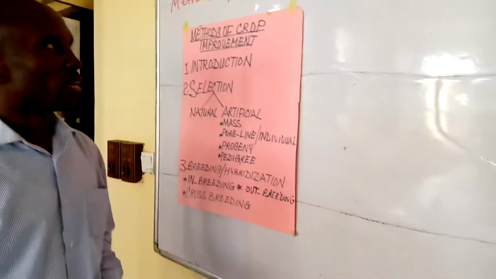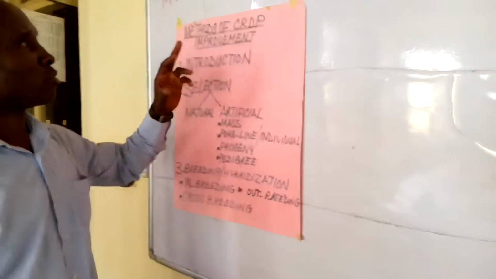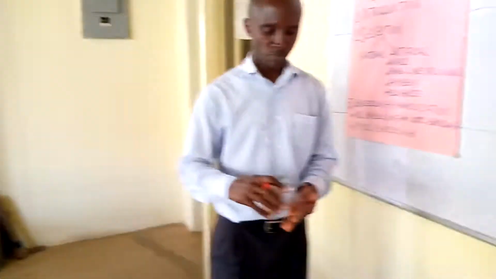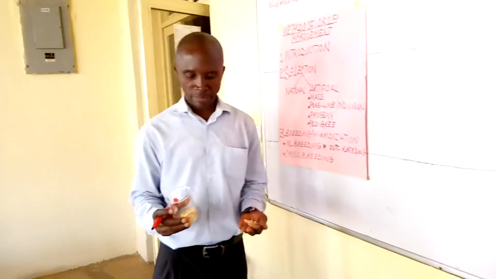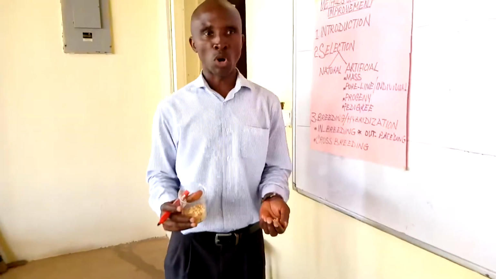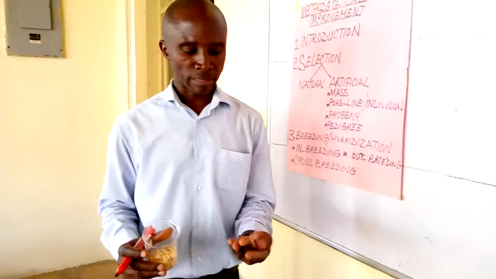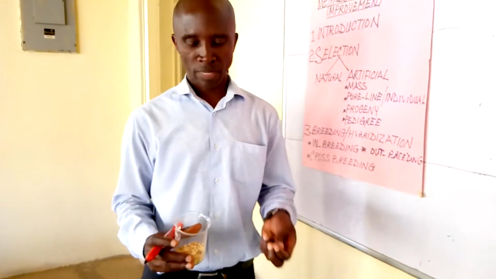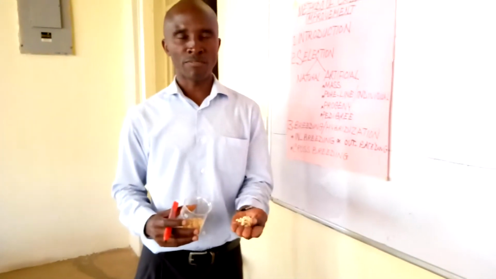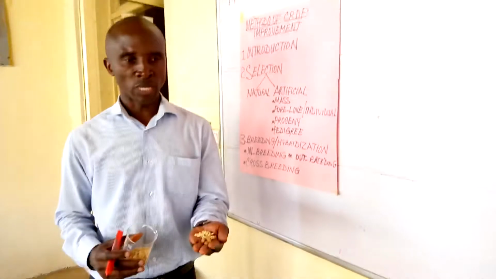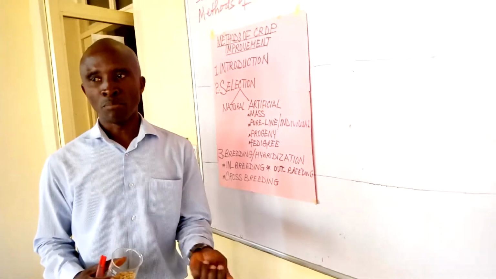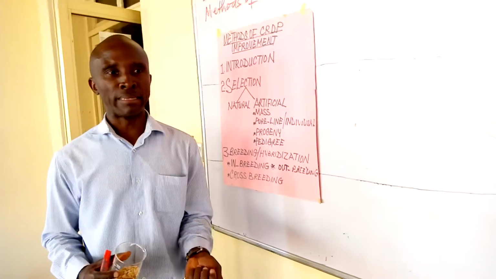The topic we are going to revise is called Methods of Crop Improvement. If you look at what I'm holding here, this is a sample of maize. Maize is a crop that can be cultivated or produced in Nigeria and other parts of the world. If you look at it very well, the seeds are not big enough. That means they will not produce enough powder when you process it. Maybe they are susceptible to pests and diseases.